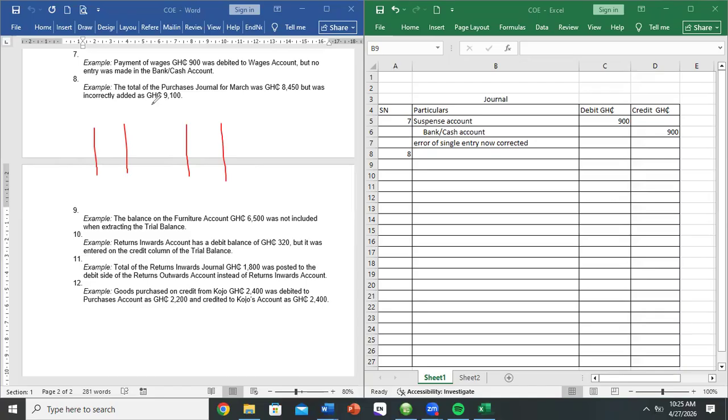Now what happened? They are saying that the total, that total amount that you get, for which you give the narration, total credit purchases posted to purchases account in the general ledger, is what they are referring to. They are telling us that it is supposed to be 8,450. But it was incorrectly added as what? 9,100. So what does it mean? What type of error is this?